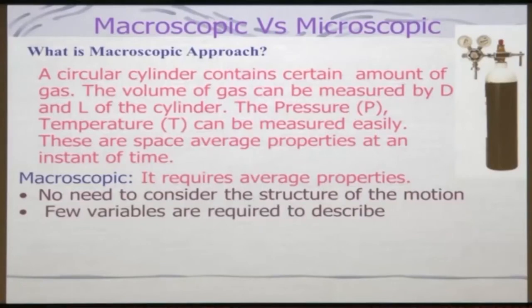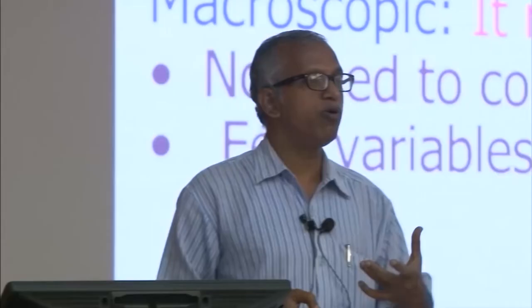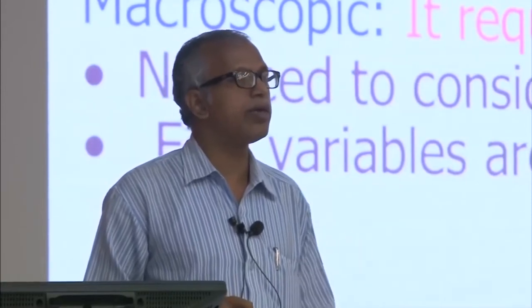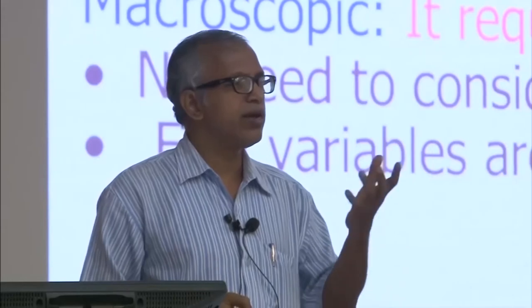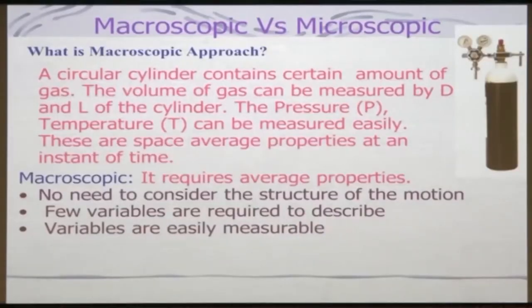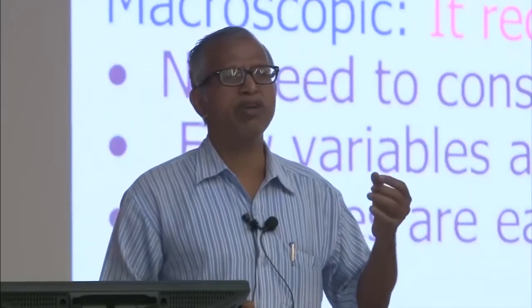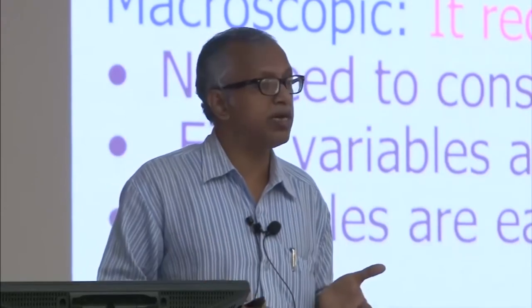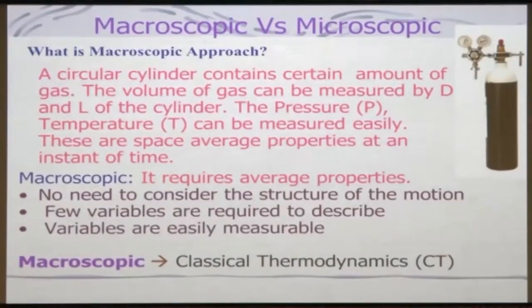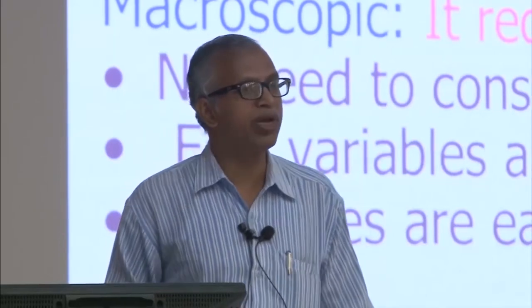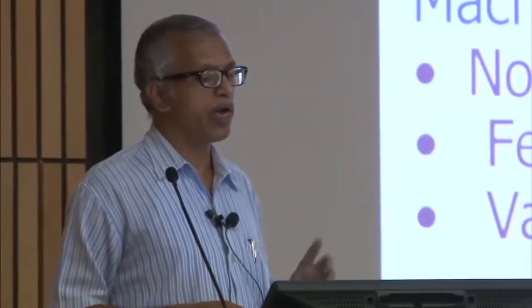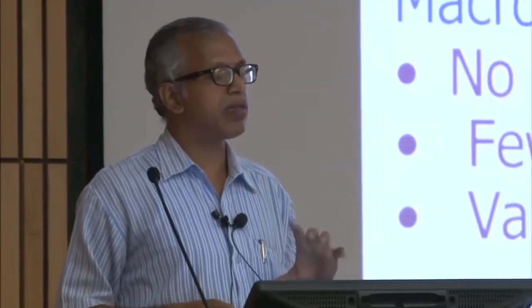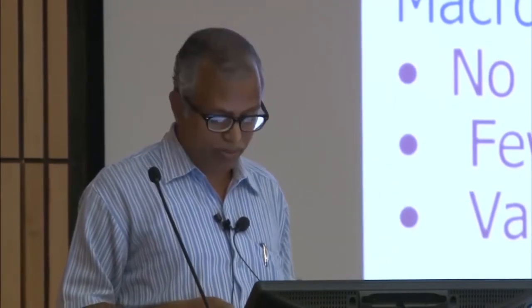So now, if you look at the system, few variables are required to describe it. You can use very few properties, and the variables are easily measurable. You can measure pressure, temperature, volume, or other properties. Therefore, we will be dealing with this macroscopic approach to analyze thermodynamic problems, and this thermodynamics is known as classical thermodynamics. So in this course, we will be basically dealing with classical thermodynamics, where the macroscopic approach will be utilized to analyze the problem.